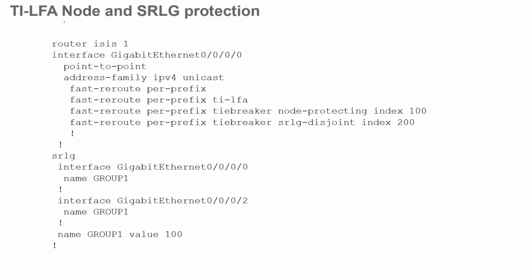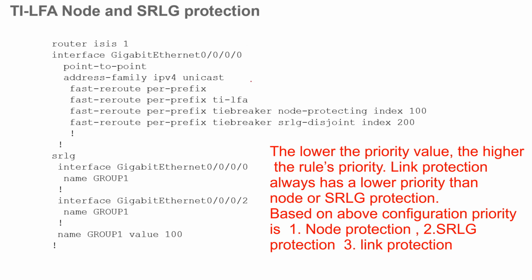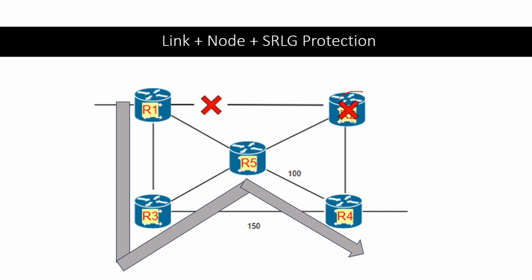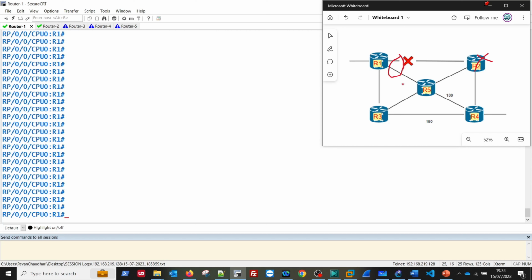This is for the link, node, and SRLG protection. Here we have enabled the link protection. This is the tiebreaker for node protection, and this configuration is for the link protection. And this is the SRLG configuration. So in this case, because we are protecting this node, we are protecting the SRLG. So we will get the backup path via R3, R5 to R4. So it's the link, node, and SRLG protection.